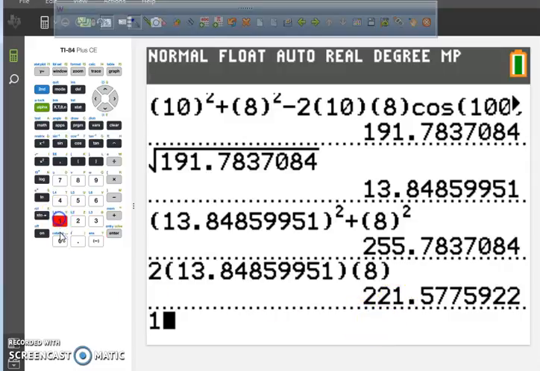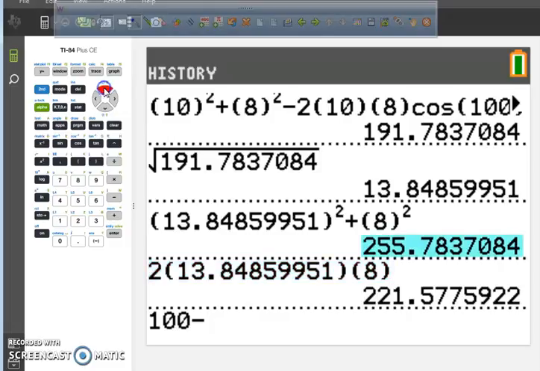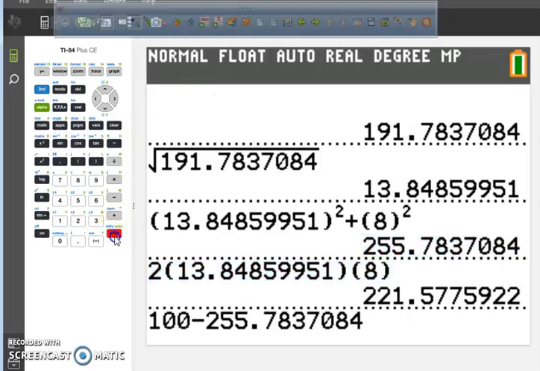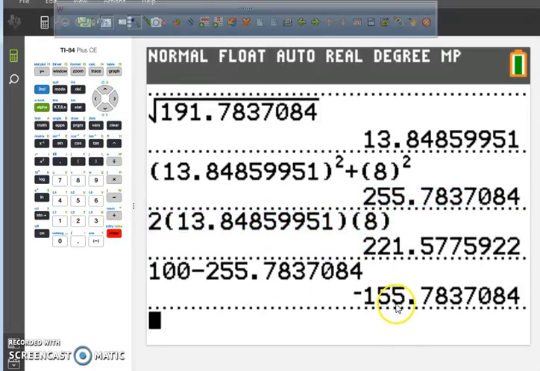So we had 100, right? And Adam, which one did we take away? We took away this guy right here, right? So I'm going to scroll up and grab it. We took away that, and we got this right here.